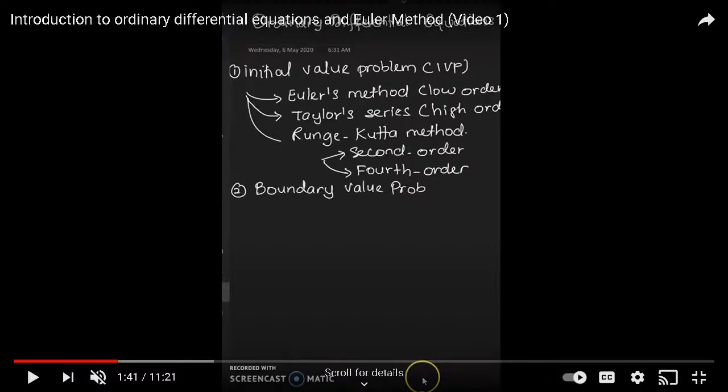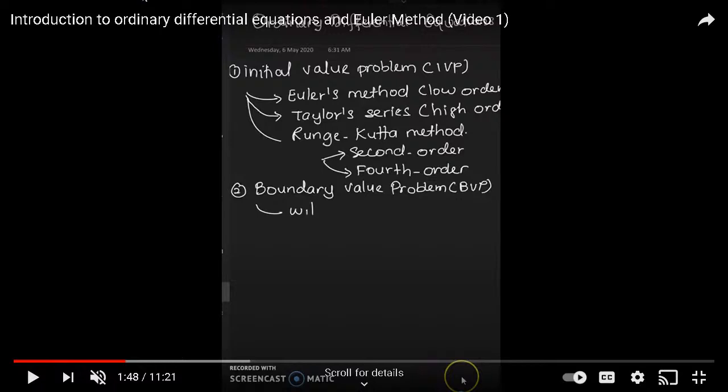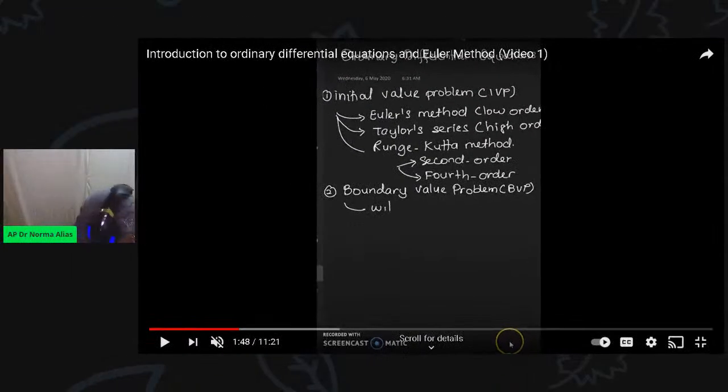Runge-Kutta has two parts. One is second order, the other is fourth order. So now we are going to finish the initial value problem with these three methods, very simple. And then the last is the boundary value problem. What is a boundary value problem? It is a problem with a condition. What is the condition? For example, I want to find the temperature behavior for this machine. So there is a condition: from the start, the start boundary from x equal to 0 up to x equal to n, all right?